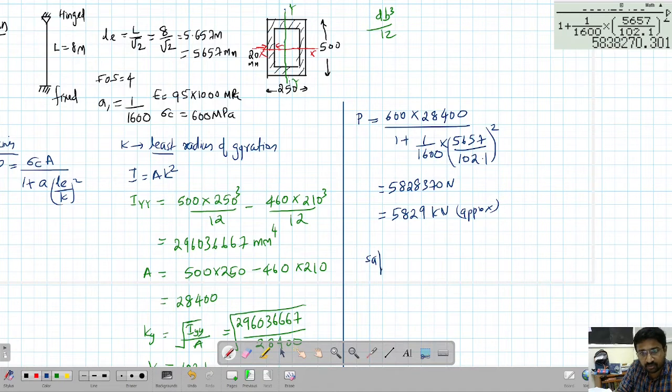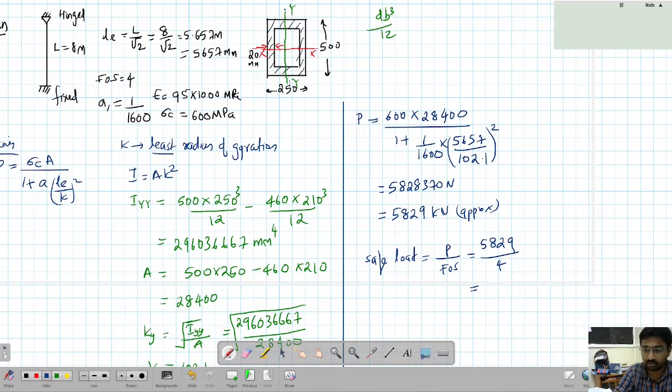So safe load is Rankine's load divided by factor of safety. So this is 5829 divided by factor of safety, which is 4. That gives us 5829 divided by 4, which is nothing but 1457.25 kilonewton. Okay, this is the safe load. So this is the first part of the problem, and this we have done.